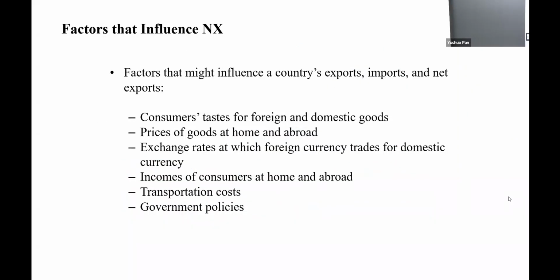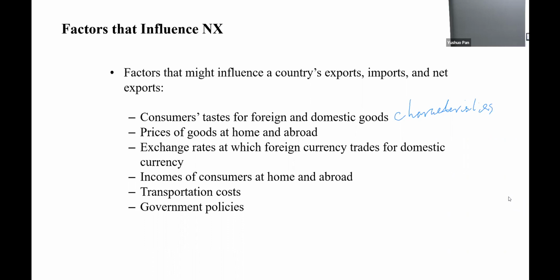Factors that might influence a country's exports, imports, and net exports. There are some factors, like consumers' taste for foreign and domestic goods. Except for the relative price, taste also determines lots of things, like characteristics, right? The first is characteristics. Different consumers have different preferences. So if I like these characteristics, maybe I'd be willing to pay more money for that product.